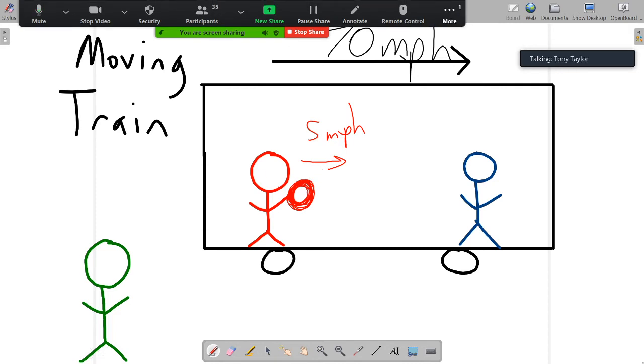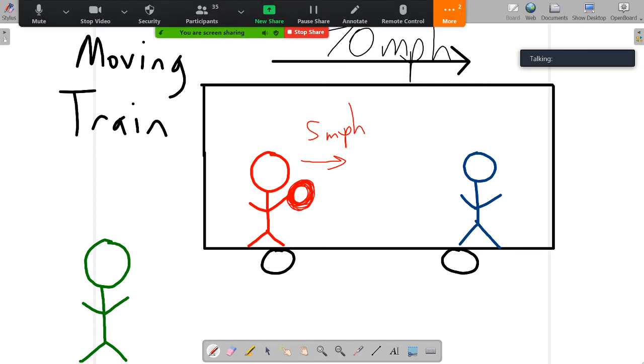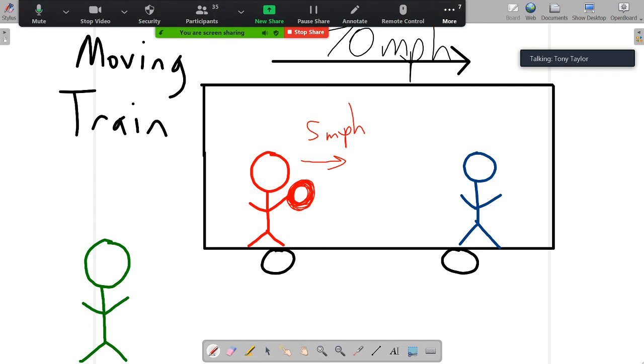It's not 70. Again, I'm going to say this again. From their point of view, they see the ball moving at 5 miles per hour. But from this person's point of view, notice he sees the ball moving with the train. So from his perspective, how fast is the ball moving? Anyone else want to take a guess? No. The people inside the train see it moving at 5 miles per hour. Exactly, Braxton. The person in green sees the ball moving at 75 miles per hour.